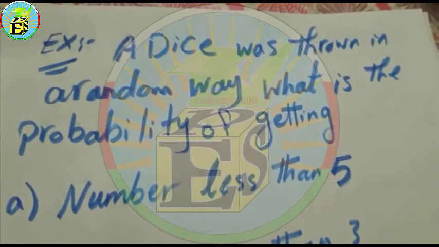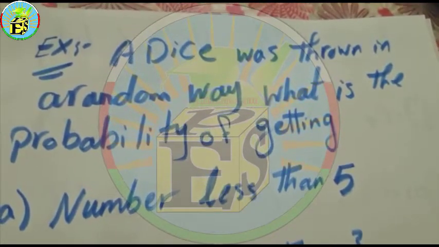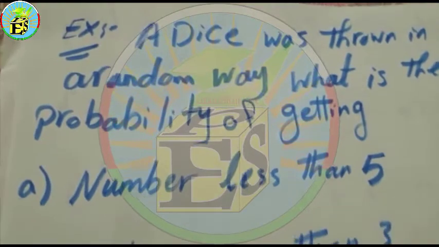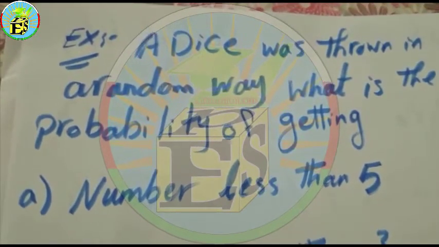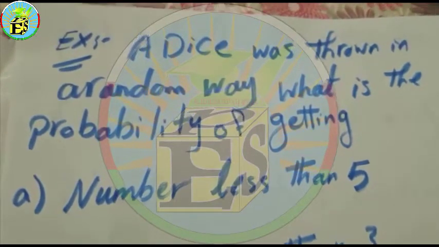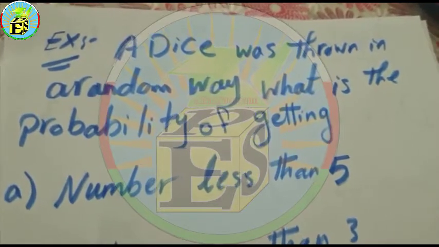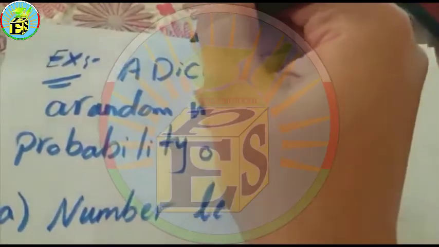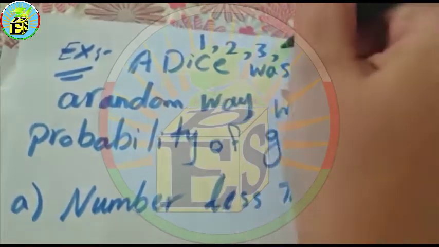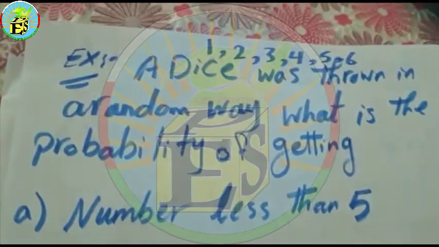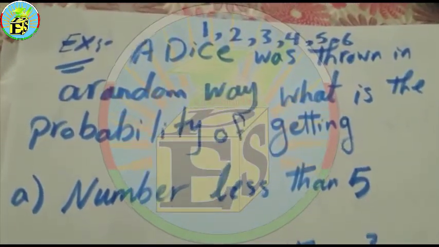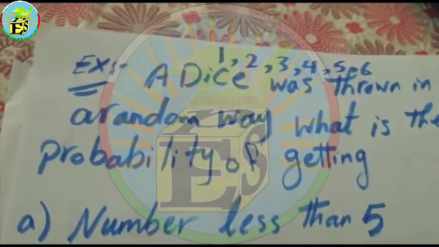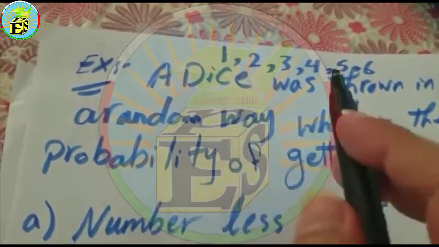Exercise. A dice was thrown in a random way. What is the probability of getting a number less than 5? Before anything, write the outcomes that you will get if you do this experiment. If I am going to throw a dice, what are the outcomes I am going to have? It will be 1 or 2, 3, 4, 5, or 6, right? Now he wants the probability of a number less than 5. Which numbers here are less than 5? 4, 3, 2, and 1.